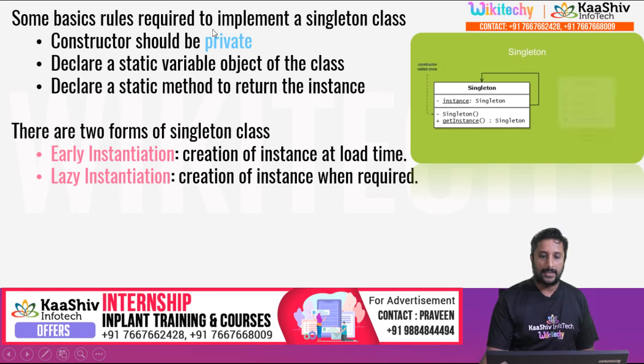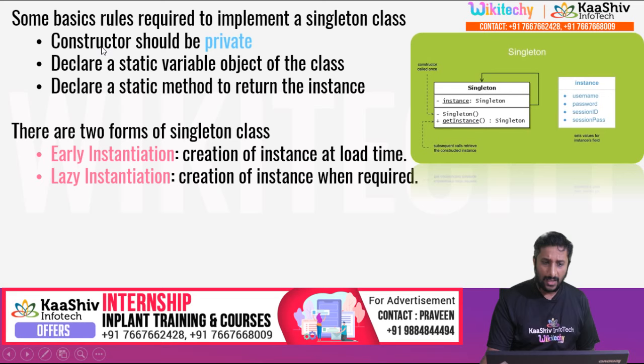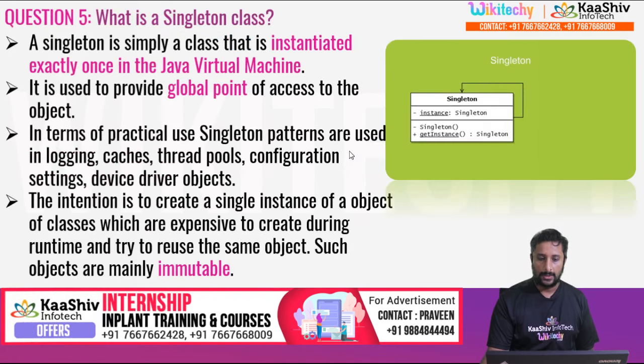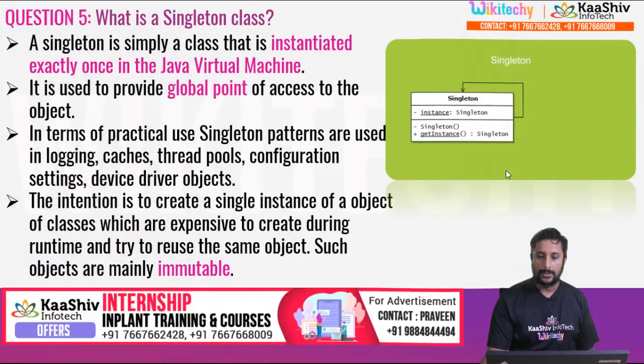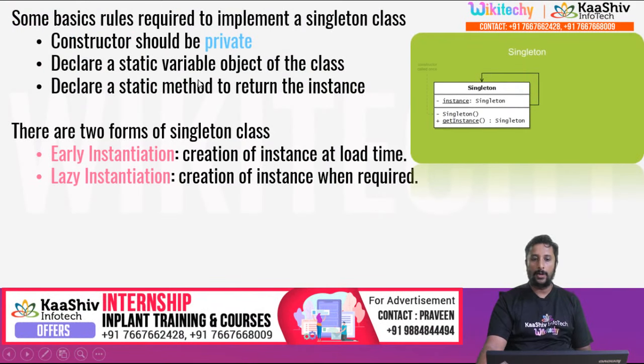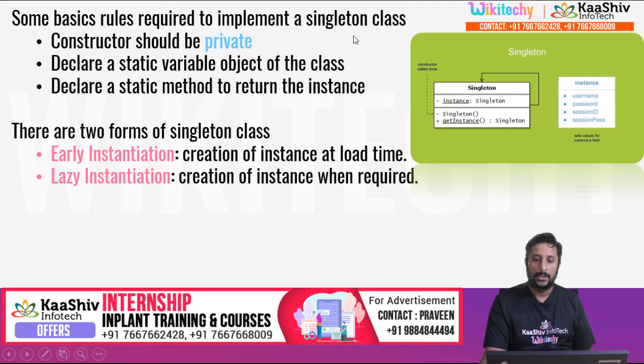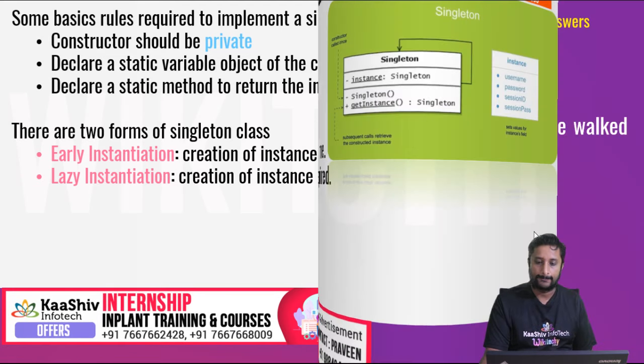Okay, so these are some basic rules, just check it out. Constructor should be private. Declare a static variable object of the class. Declare a static method to return the instance. So let's see, over here you are able to see static. This is what I am trying to tell you. We're creating an instance with the keyword static. So this is how it will be. These are all the preliminary conditions you should implement to create the singleton class.